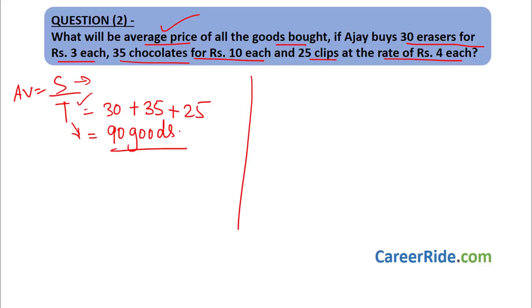Since this is the number of goods, this has to be price. Okay, the cost, this has to be the cost, then only we'll get cost over here, average price over here. Now what Ajay did, how much total money did Ajay spend? How to find it? Very easy.